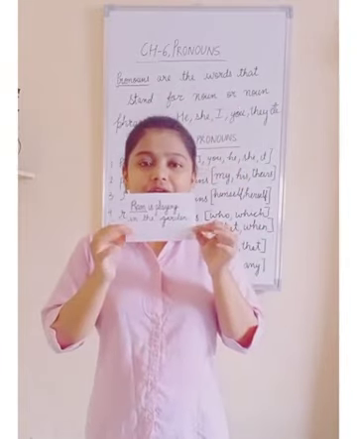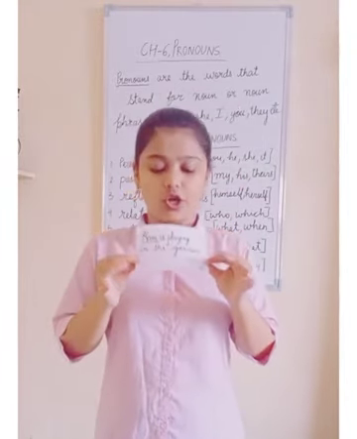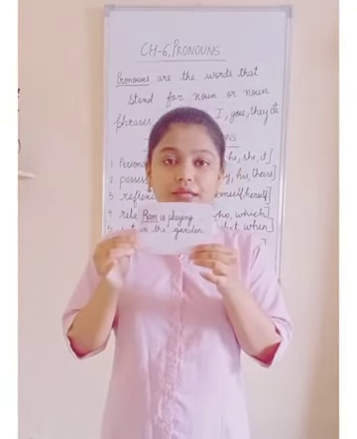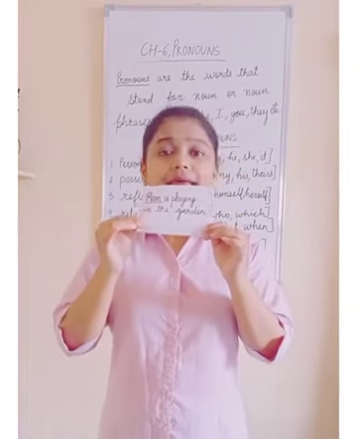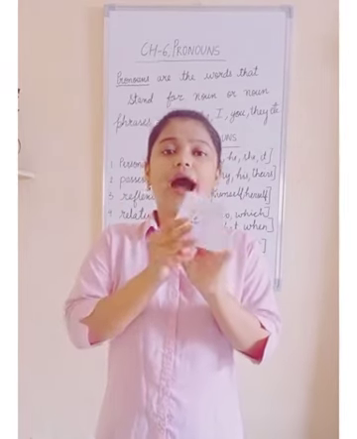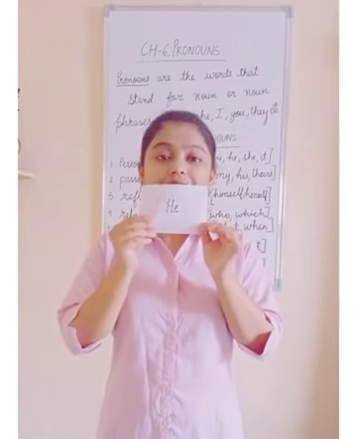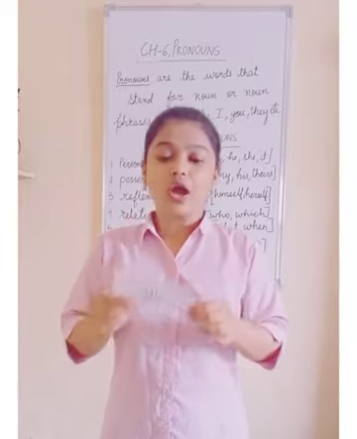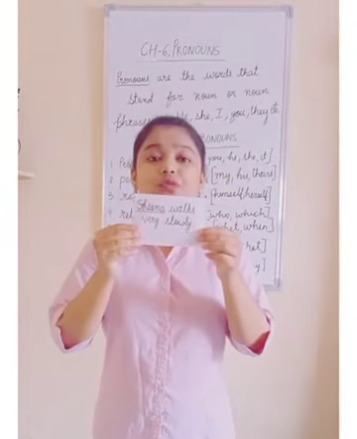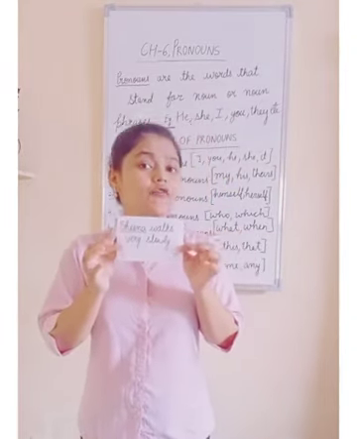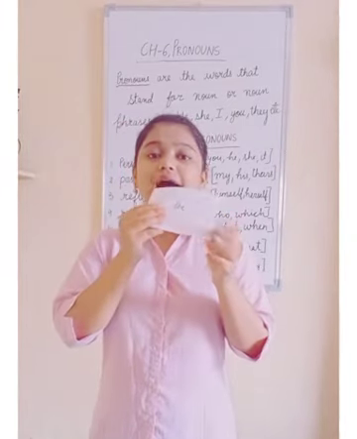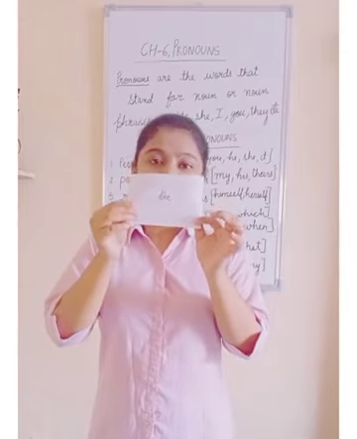Here I have one sheet and something is written on it. Ram is playing in the garden. So instead of Ram, what can I use? I can use he. Then the next sentence: Sheena walks very slowly. So instead of Sheena, what can I use? I can use she. She walks very slowly.